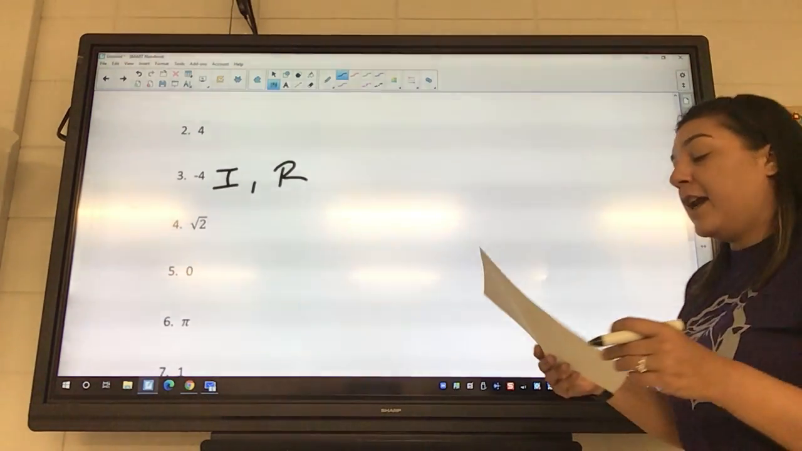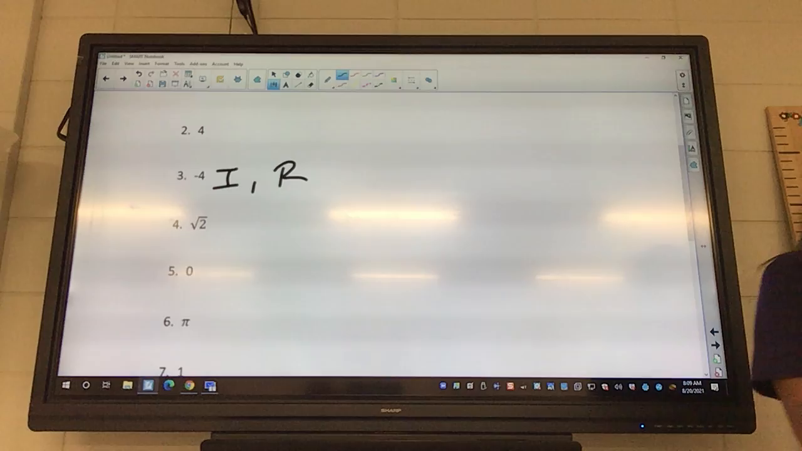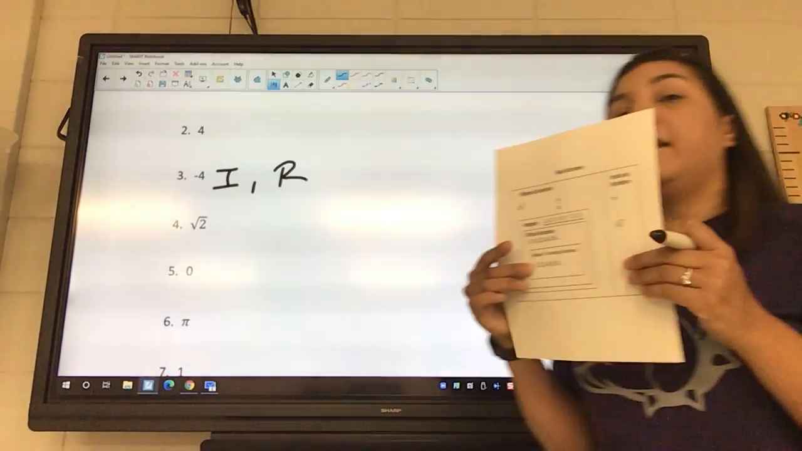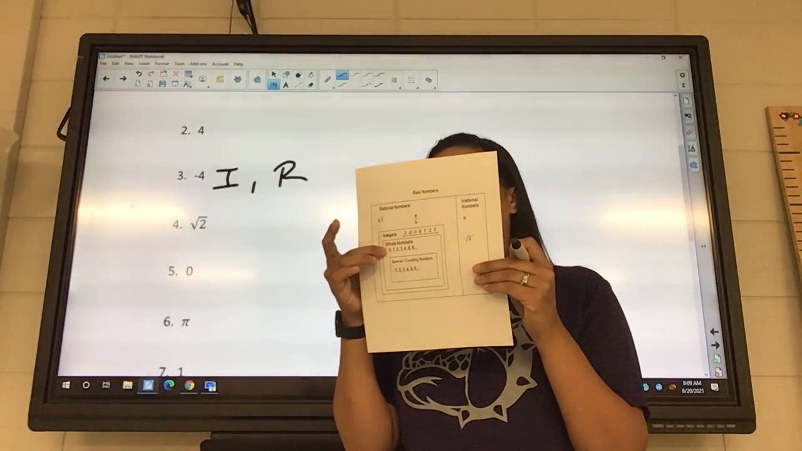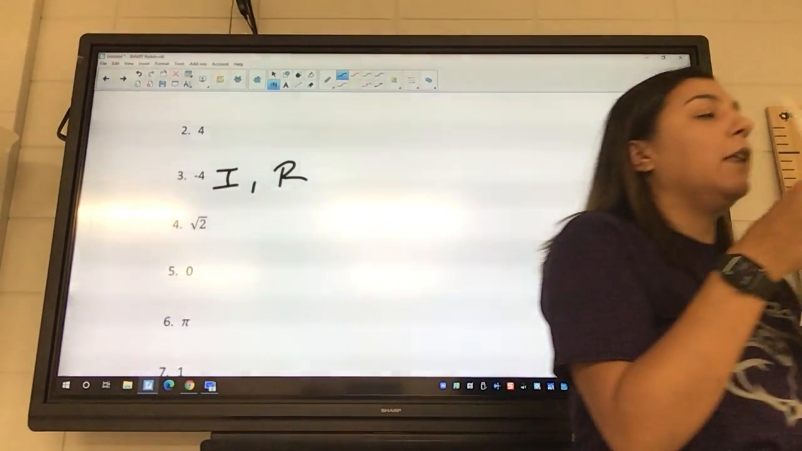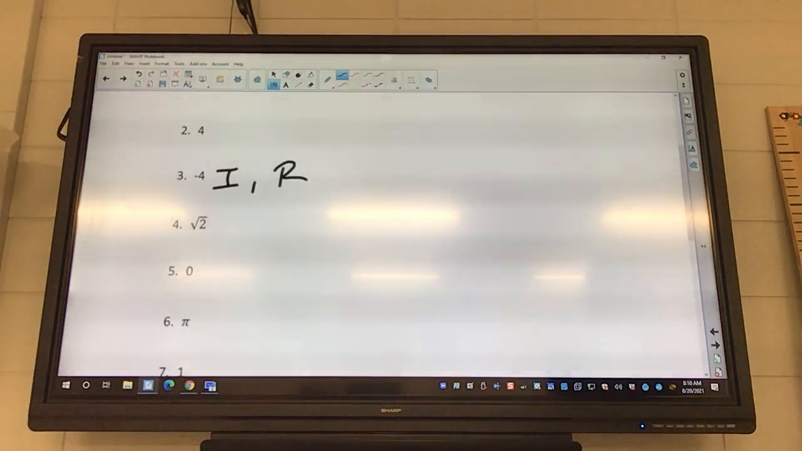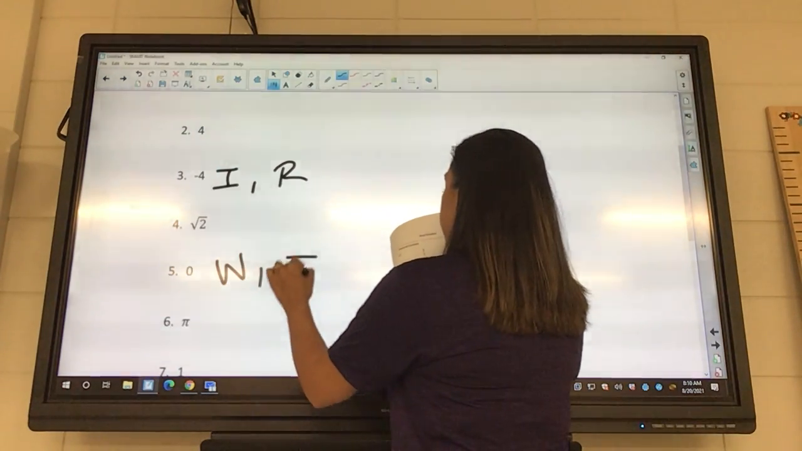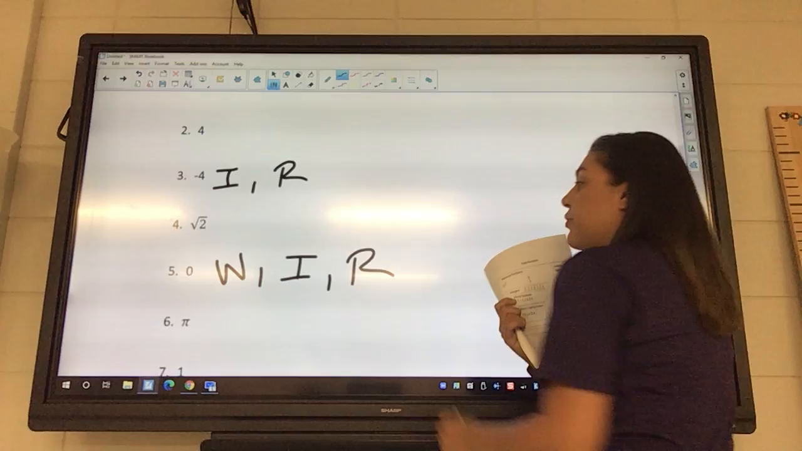Look at 5. The number we're given is 0. And look up here so you know what's going on. Is it a natural? No, it's not a natural. Is it a whole? Yes, 0 is on our list. So if this is a yes, what's the one above it got to be? Yes. Yes and yes. So yes, it's a whole, yes, it's an integer, yes, it's rational.